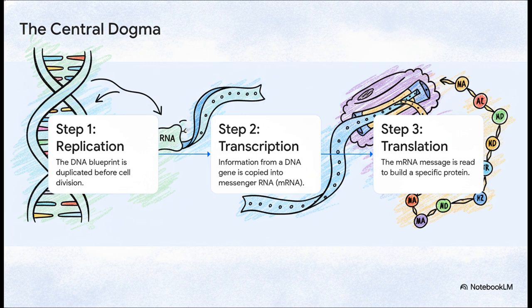First, replication. That's when the DNA blueprint gets copied, say for a new cell. Second, transcription. This is where a specific gene, a single instruction, gets photocopied into a temporary message called messenger RNA, or mRNA. And third, translation. This is where the cell's machinery, these little factories called ribosomes, read that mRNA photocopy and use it to build the final product. And what is that final product?